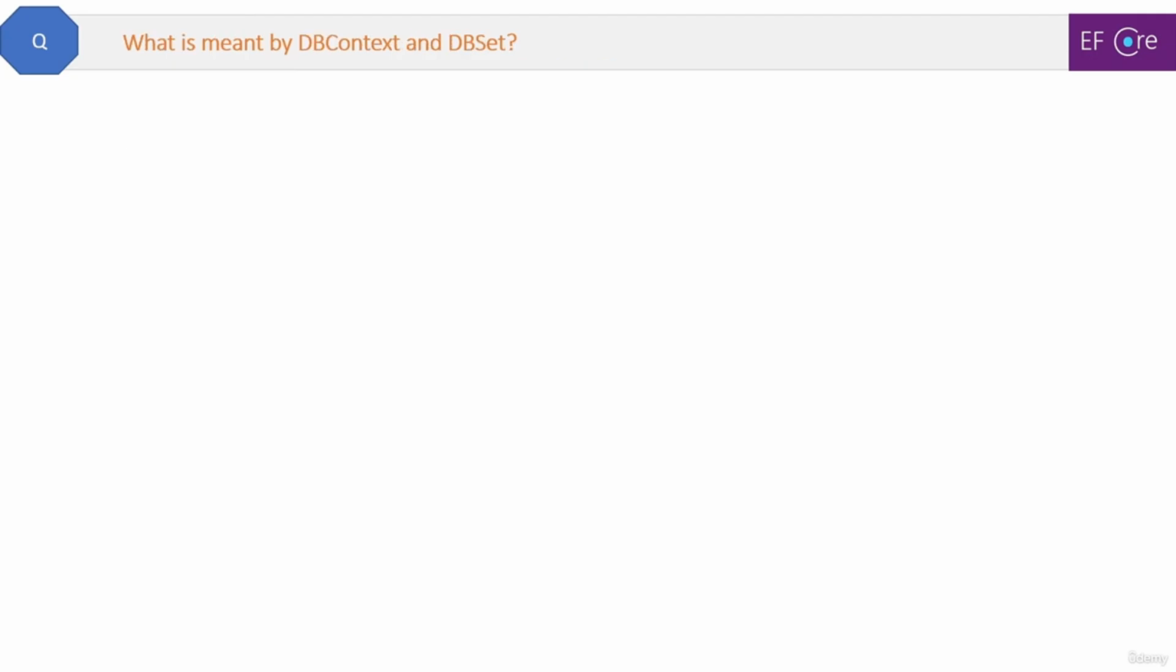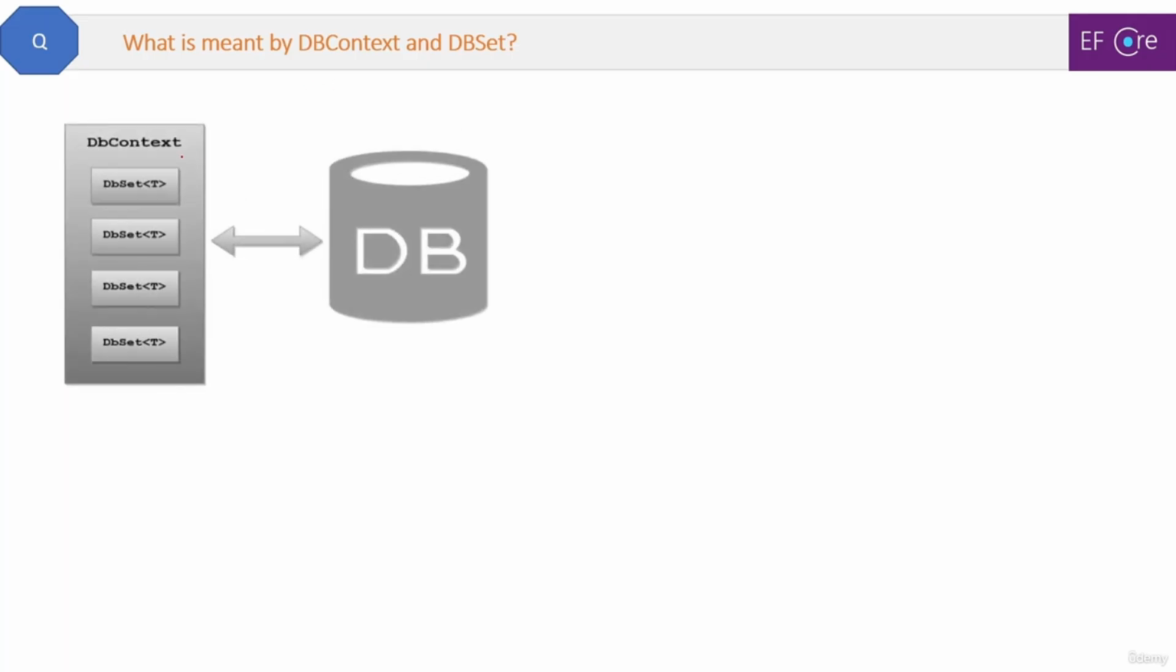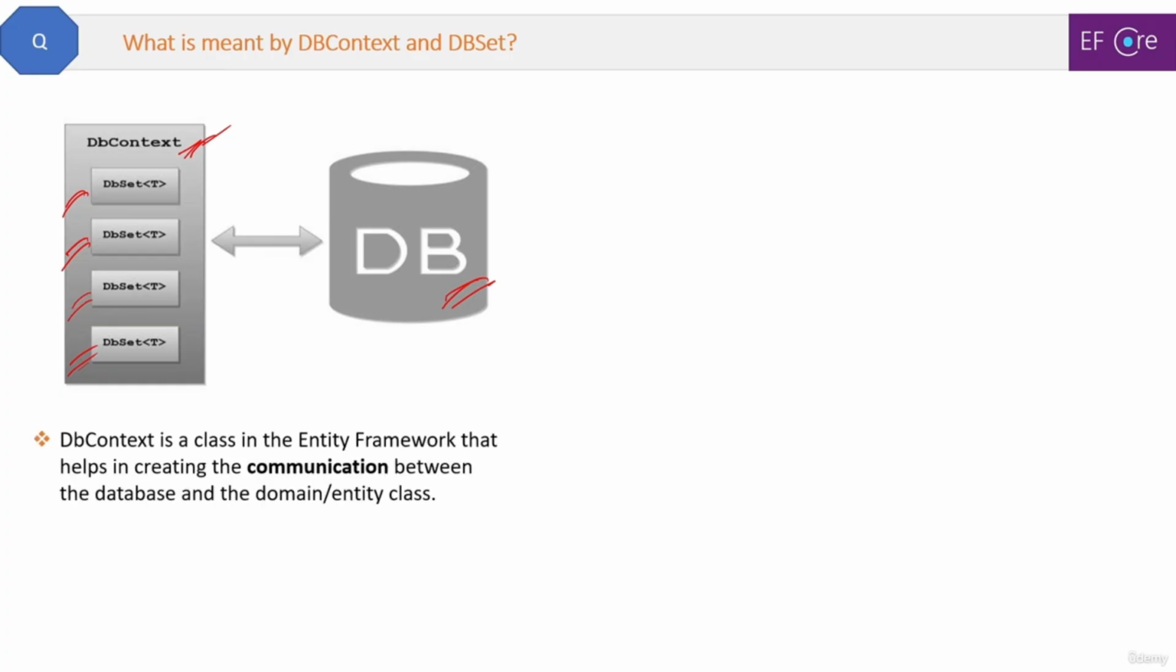What is meant by DB context and DB set? Alright, let's see the diagram. We have one DB context which manages the database connection with the database, and we have multiple DB sets which represent the different tables in the database. The definition is, DB context is a class in the Entity Framework that helps in creating the communication between the database and the domain entity classes.